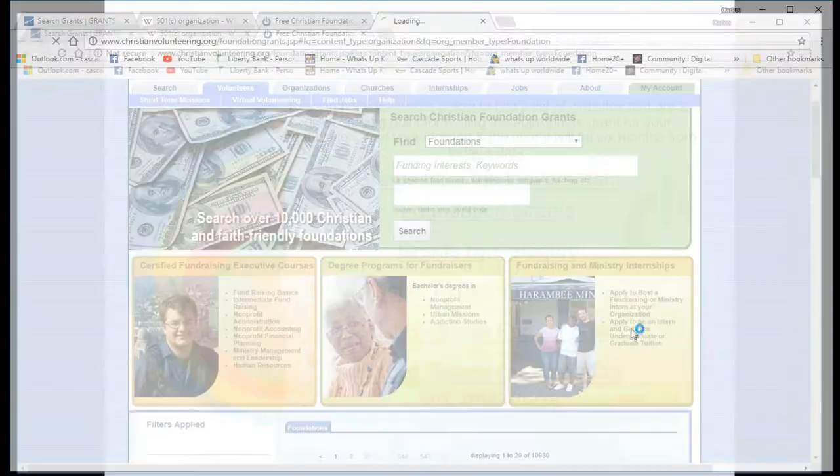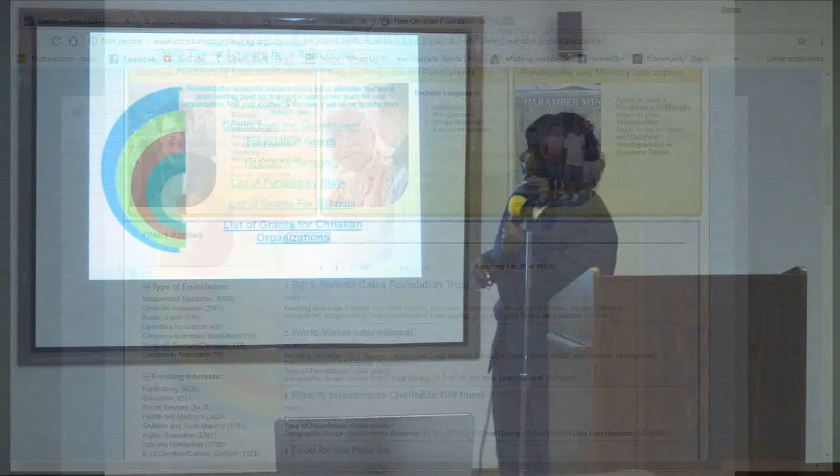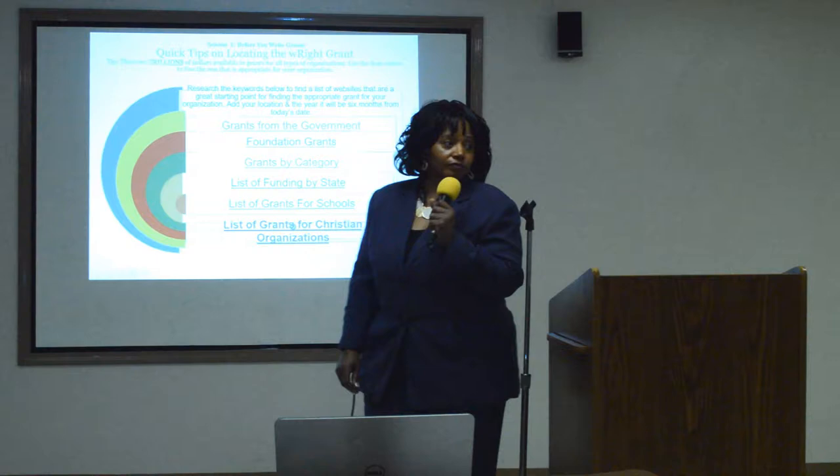I'm going to click this and some of you are looking for those, and hopefully it will go ahead and open because this was a great list, and it's foundations that favor Christian organizations. So if it will open, hopefully you will be able to see it. It's a little slow to open, but once it opens, it does come up. You said they favor what? They favor Christian organizations at the bottom.